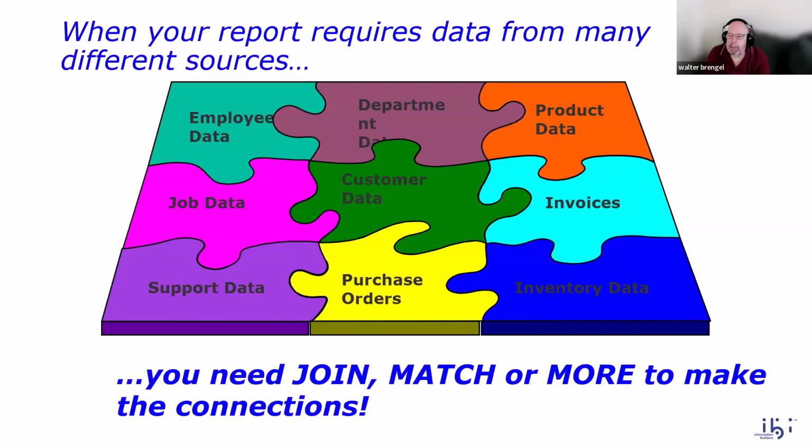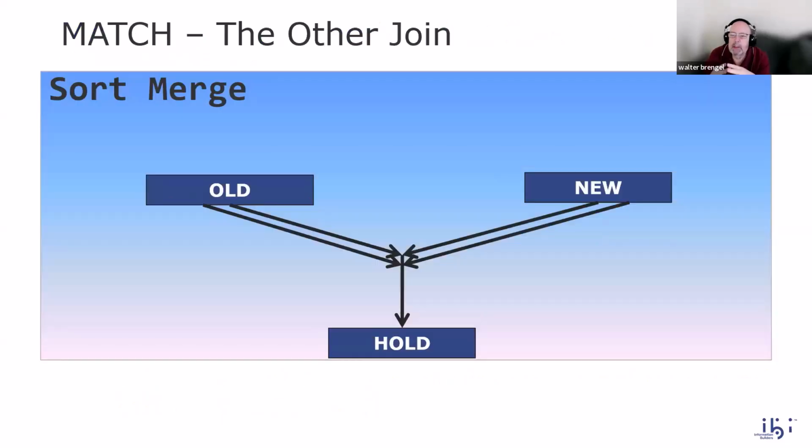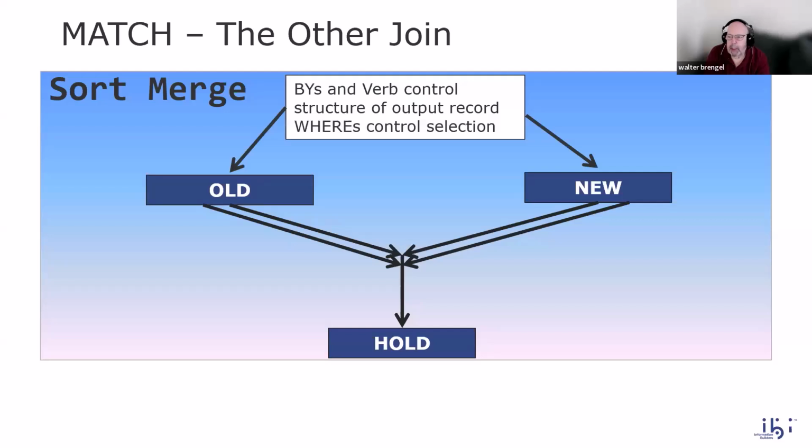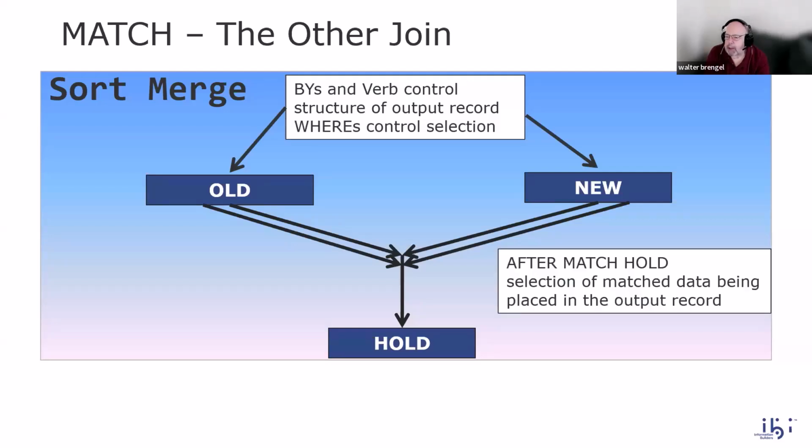So let's just jump in. On a match, you have two files. You have your old file and the new file. The old file would be the first file in the request, and the new would be the second. You're going to then merge them together and create an output hold file. That output hold file is going to be determined based on the different parameters that you set in the match.